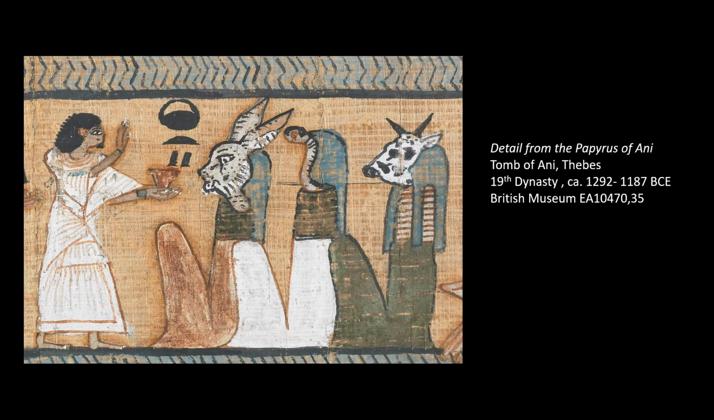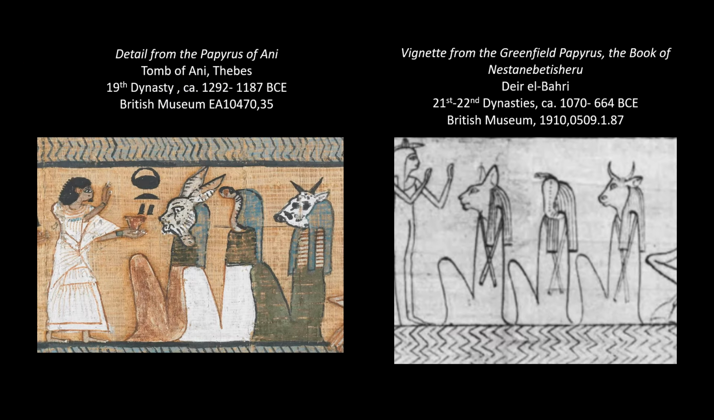For instance, in one vignette from Ani's Book of the Dead, we see the deceased addressing a group of 3 divinities. One has the head of a hare, the second with the head of a serpent, and the third with that of a bovine. This is a traditional image found in other books of the dead papyri, but we'll sometimes see details modified, such as in the papyrus Greenfield at the British Museum.